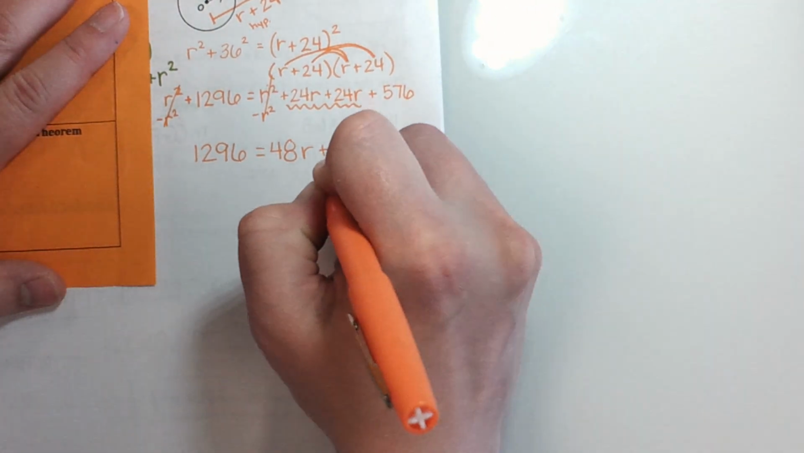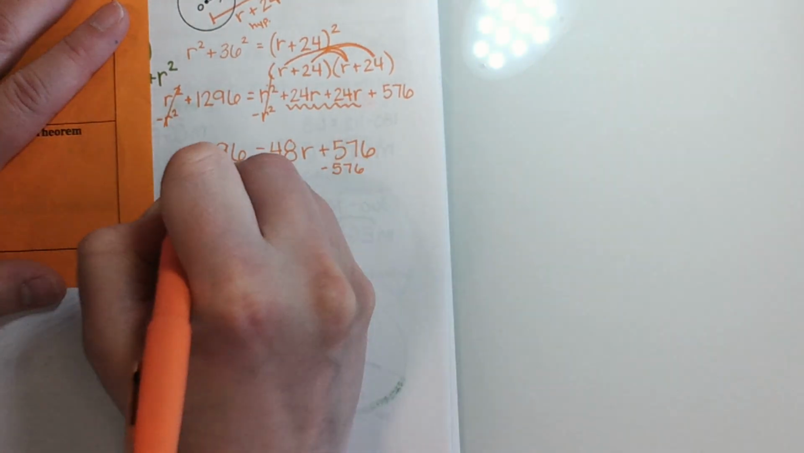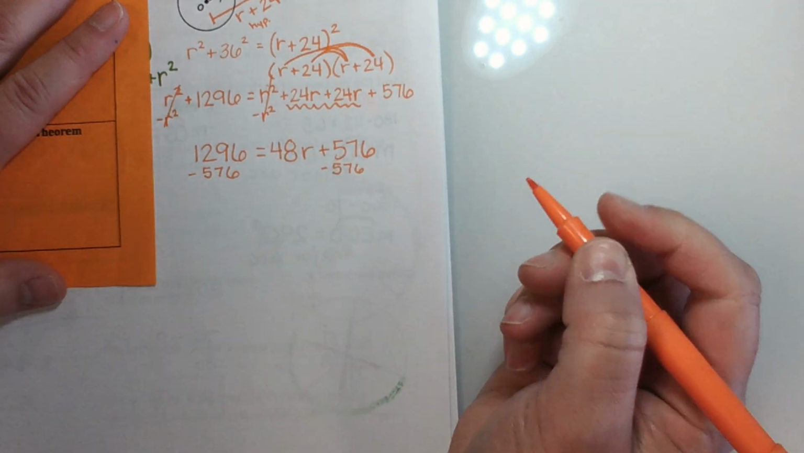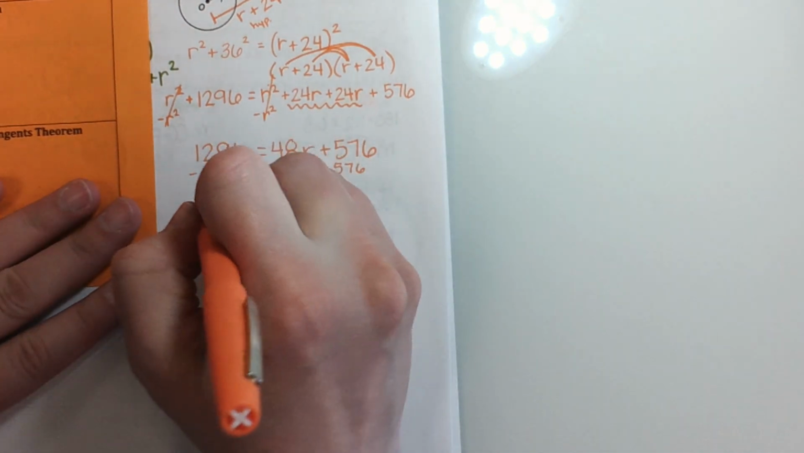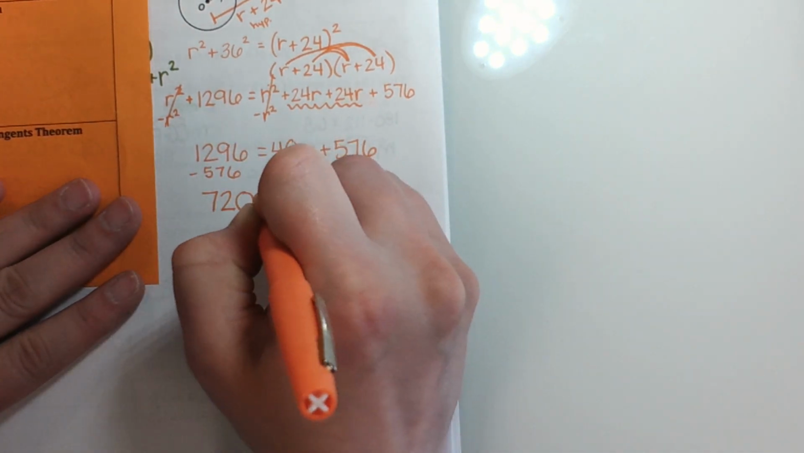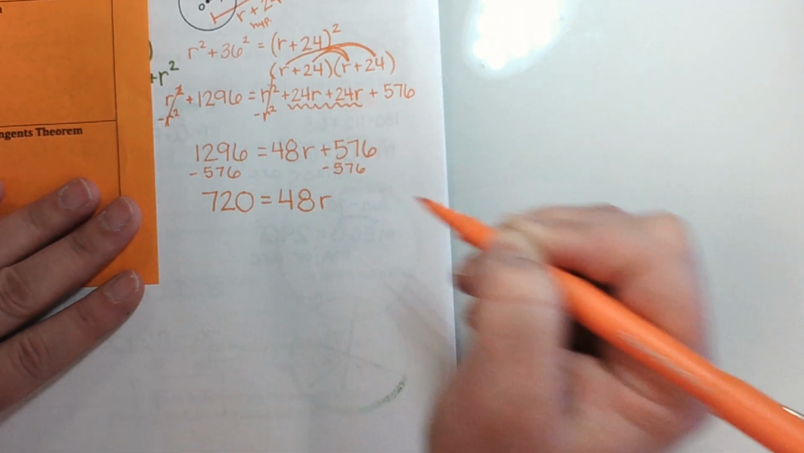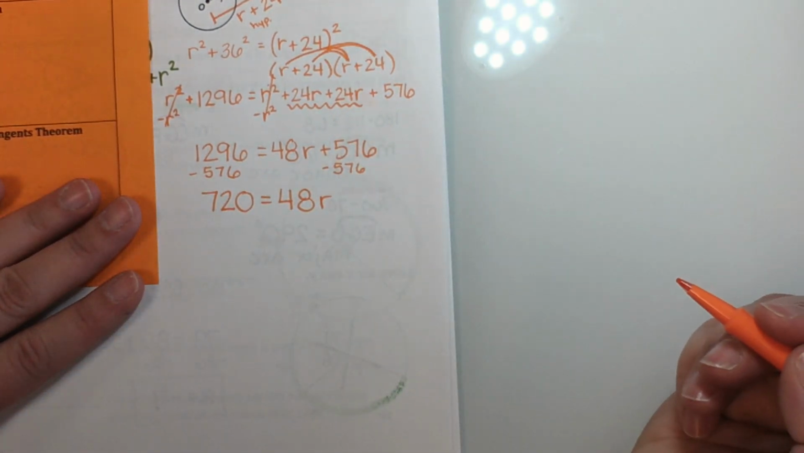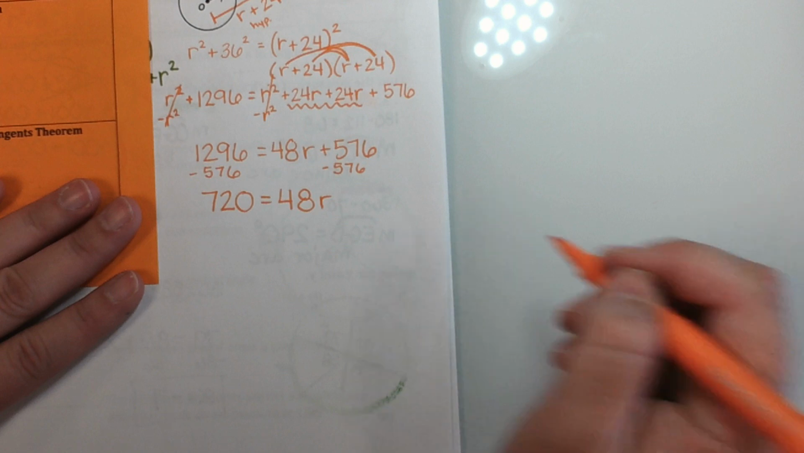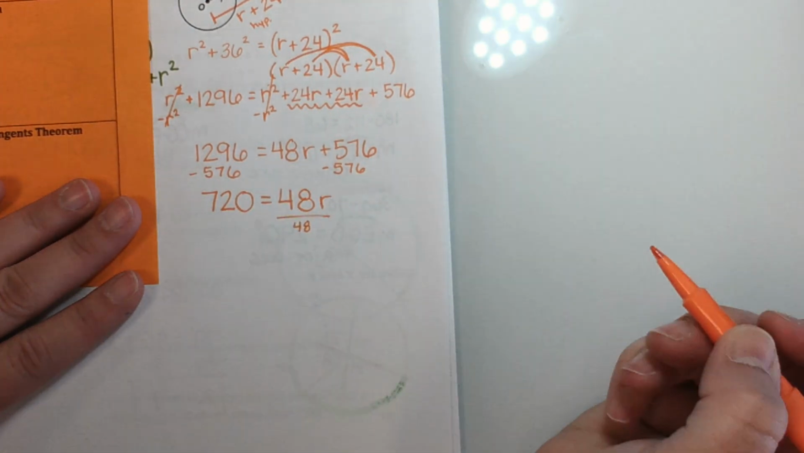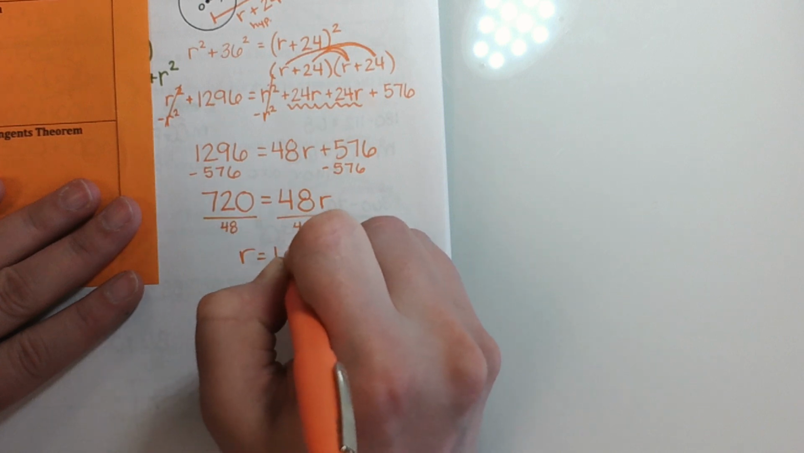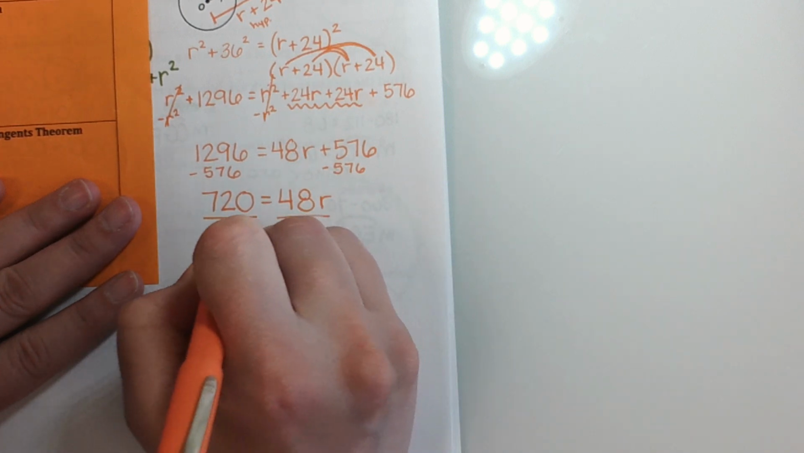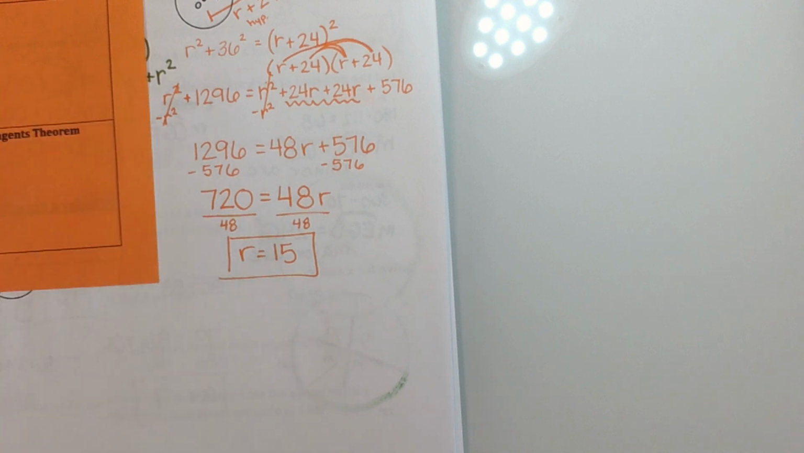Subtract 576. I wasn't positive if I had that right in my head. 720 is equal to 48r. Divide by 48, it's 15? Yeah. I trust y'all. I don't actually know the answer. That's our radius.